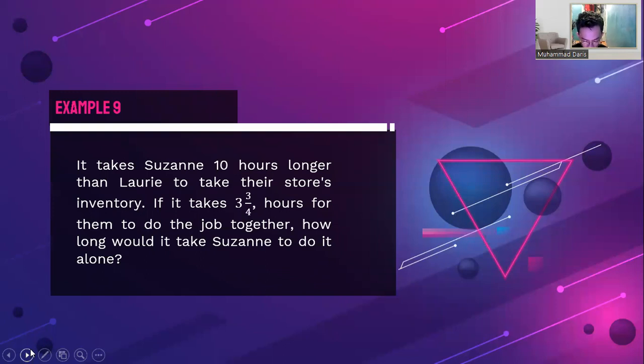Example 9. It takes Suzanne 10 hours longer than Lowry to take their store's inventory. If it takes 3 and 3/4 hours for them to do the job together, how long would it take Suzanne to do it alone?